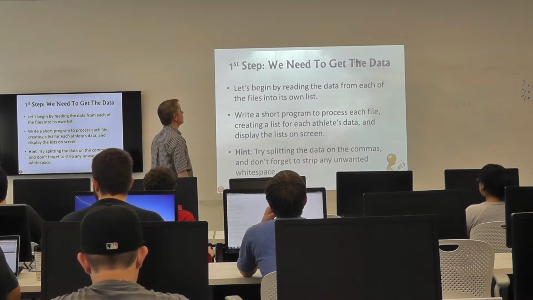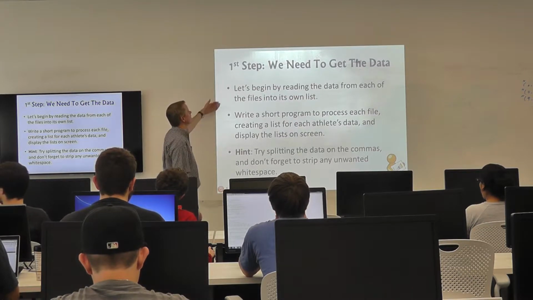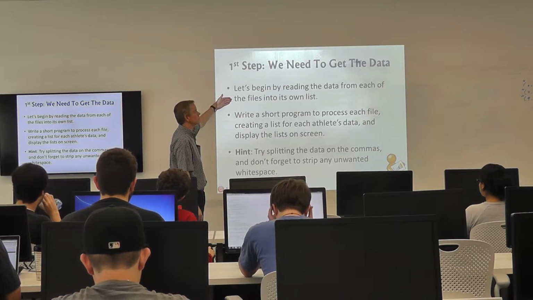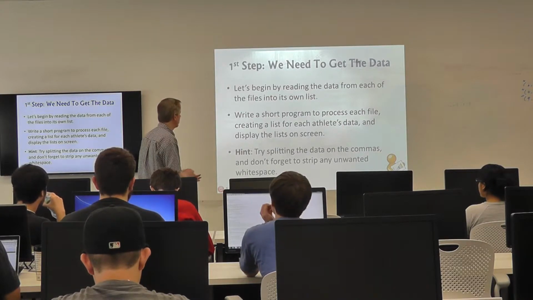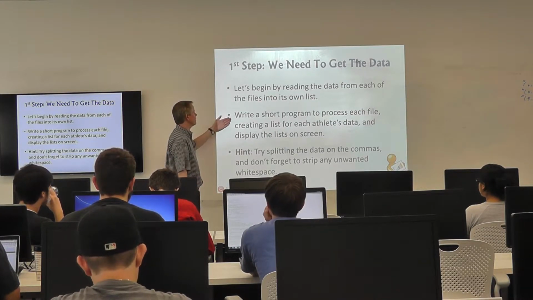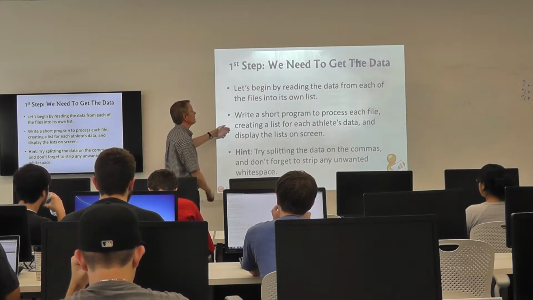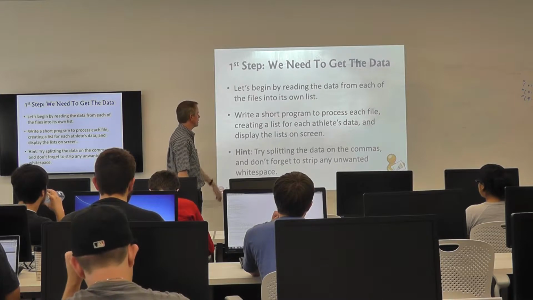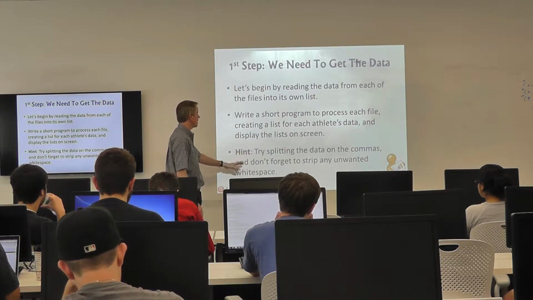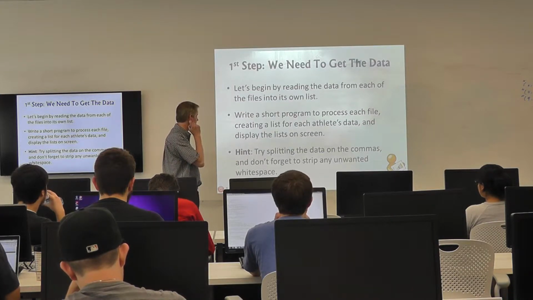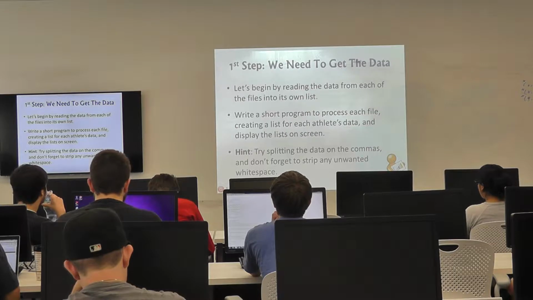Okay, step 1, what do we have to do? Well, we have to get the data. So let's begin by reading the data from each of the files into its own list. We have their data in their own separate files. Great. We're going to write a short program to process each file, creating a list. We like lists. Lists are our friends. For each athlete's data, we're going to display the list on the screen. Try splitting the data on the commas, and don't forget to strip out any unwanted white space. This cannot possibly be all that hard to do, can it?